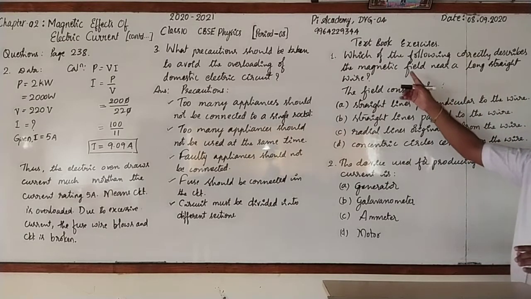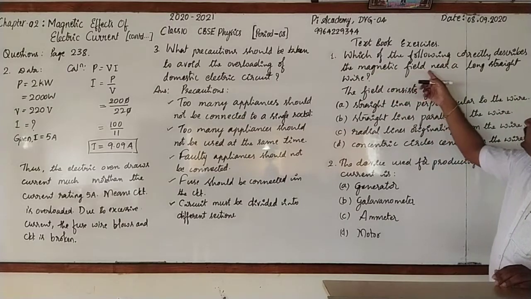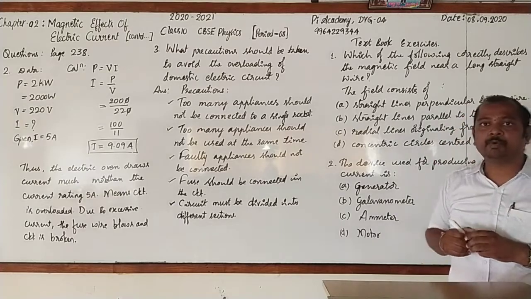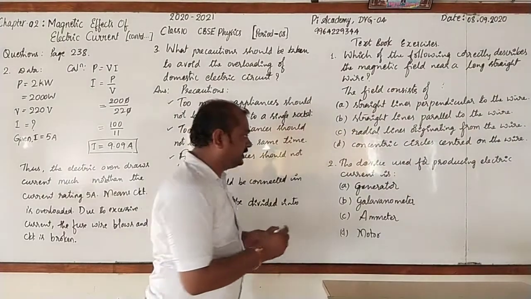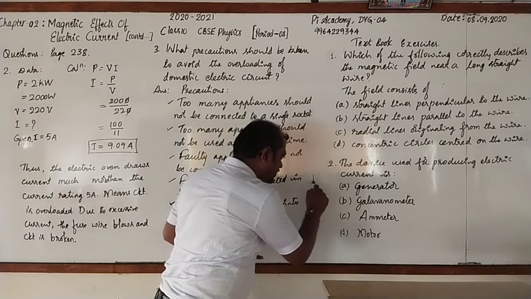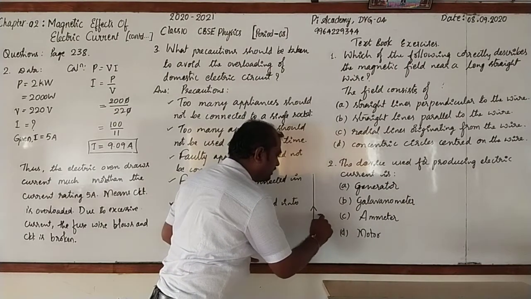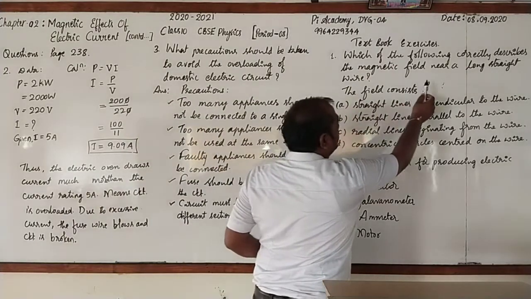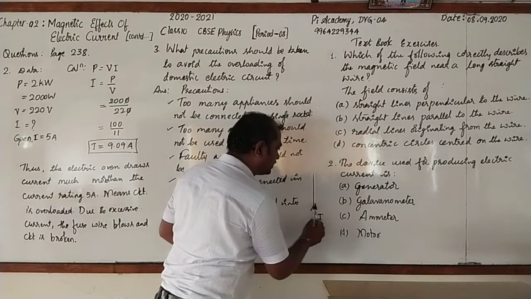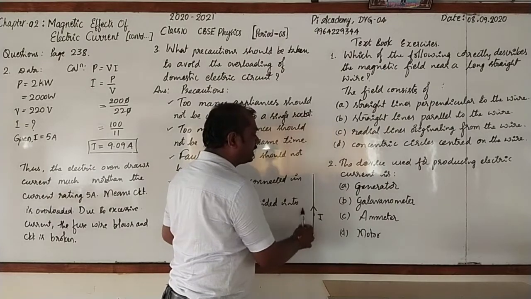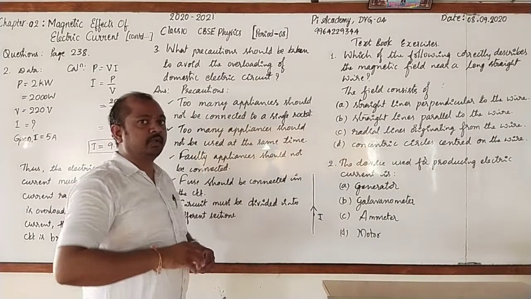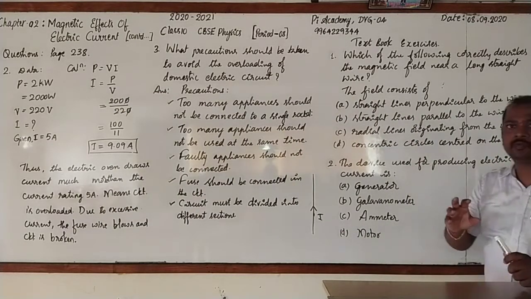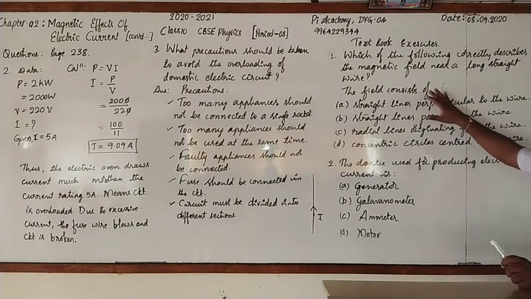Followed? See, the magnetic field near a long straight wire. Immediately you should be able to recall one important experiment: a straight conductor carrying current. Then, magnetic field near a long straight conductor. This is the conductor. How will the magnetic field be? Hope that you are able to recall it. Whatever you are recalling, use that for answering this.